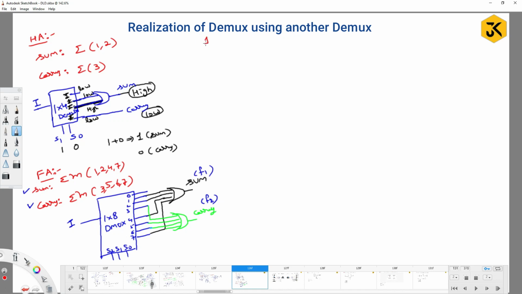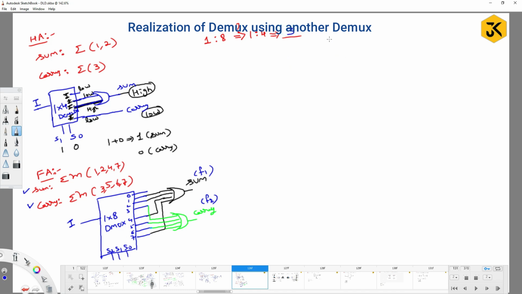How many 1 by 4 demultiplexers are required in order to implement a 1 by 8 demultiplexer, right? What is the solution? We can simply define it as 3 more, right?